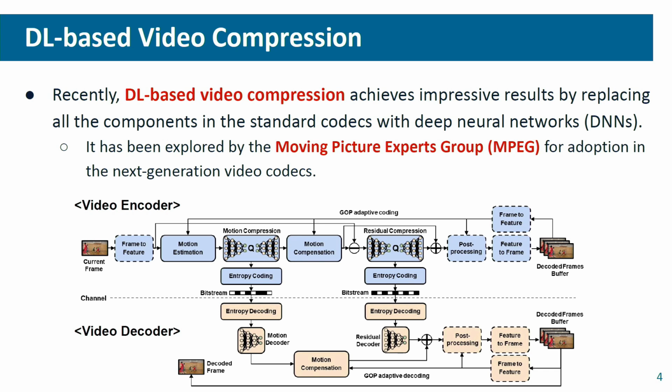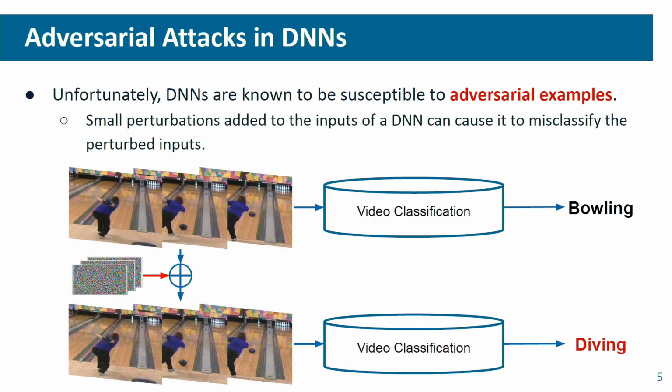Recently, deep learning-based video compression achieves impressive results by replacing all the components in the standard video codecs with deep neural networks. It has been explored by the Moving Picture Experts Group for adoption in the next generation video codecs. Unfortunately, DNNs have been known to be susceptible to adversarial examples. So small perturbations added to the inputs of a DNN cause it to misclassify the perturbed inputs. Here is an example of adversarial attacks. So if we add very small perturbations, a deep learning-based classifier recognizes the video as a wrong class with very high confidence. Our paper focuses on deep learning-based video compression systems. However, the vulnerability of video compression has not been studied yet.